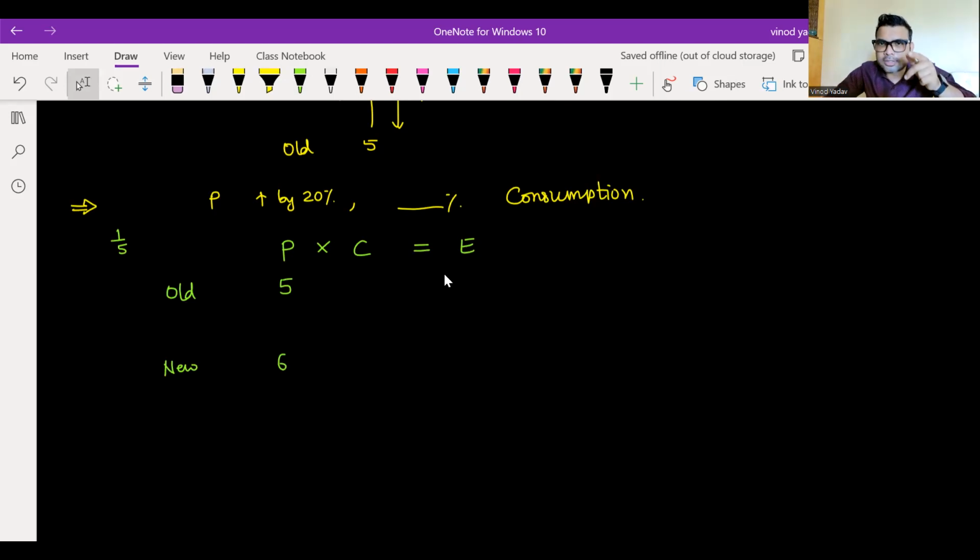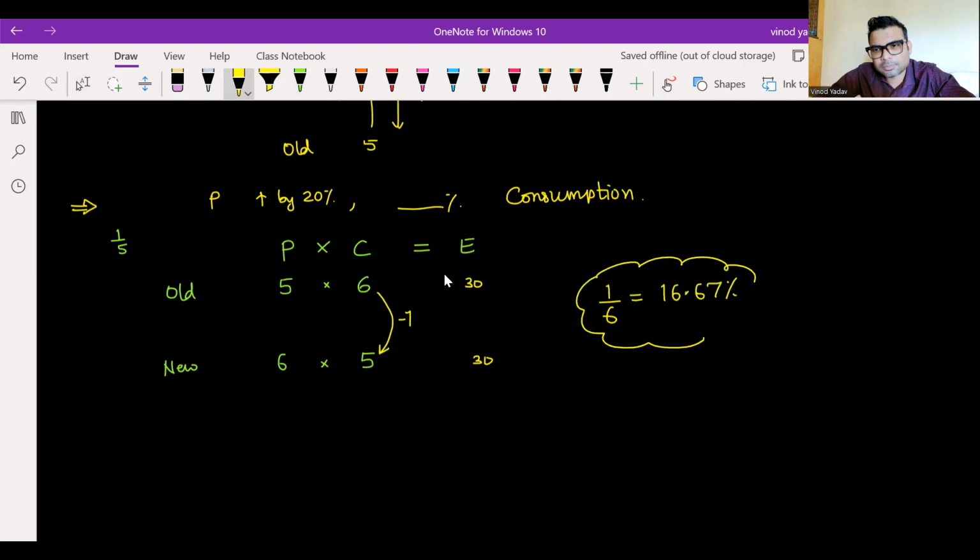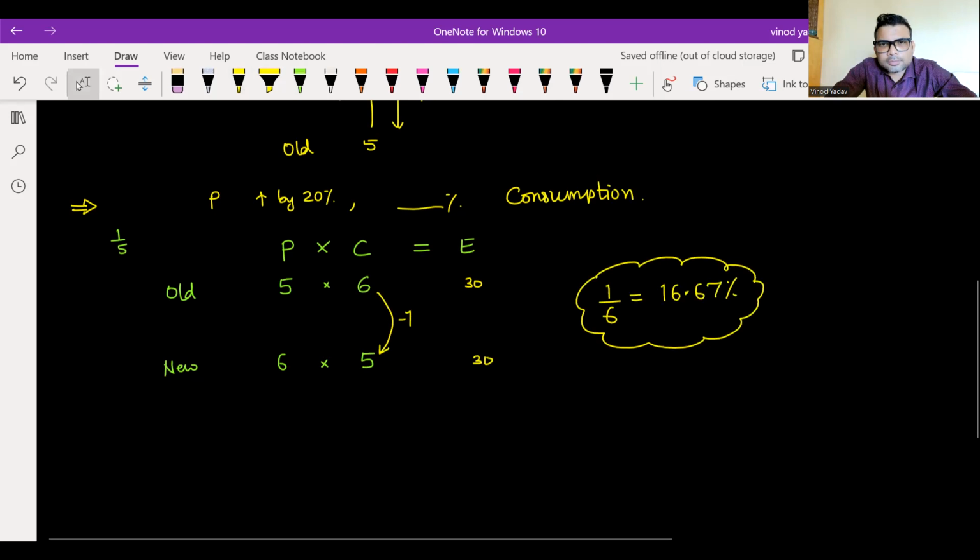Now see how I adjust consumption to have the same expenditure. I'll just flip these two values. Let the old consumption be 6. So new consumption is 5. Can you see? 5 into 6, 6 into 5. Product remained same. That is what we wanted. Expenditure should not change. So now you can compare consumption. Old consumption was 6. New consumption is 5. So 1 less, right? 1 less than 6. So 1 by 6, 16.67%. Okay. All right. Understood.